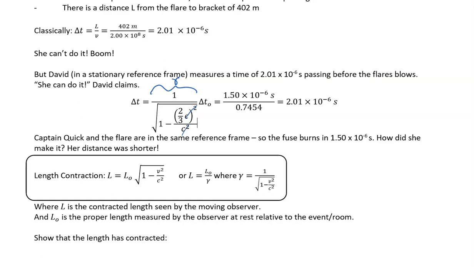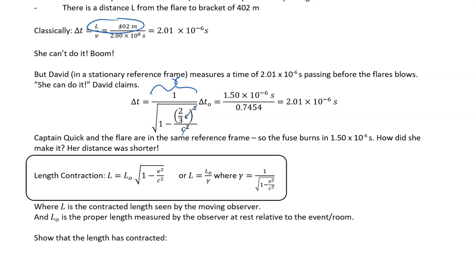Captain Quick and the flare are in the same reference frame. The fuse burns in 1.5 times 10 to the negative 6 seconds. How did she make it? Well, here's how she made it. Her distance was actually shorter. It was not what we said classically. We said the distance was 402 meters. Her distance, just as time was affected, distance as well was affected. L is the contracted length seen by the moving observer, and L naught is the proper length measured by the observer at rest relative to the room.